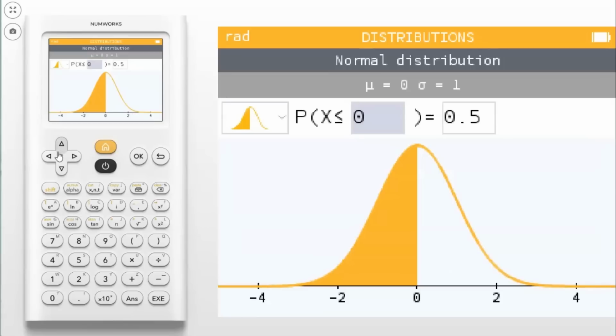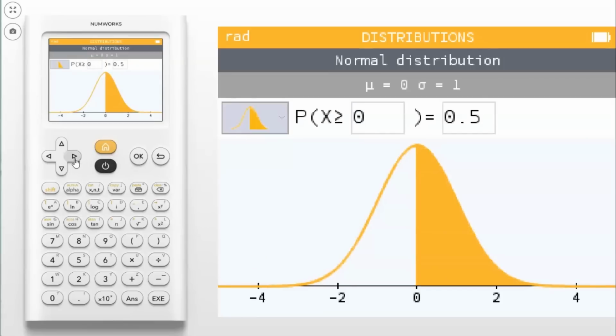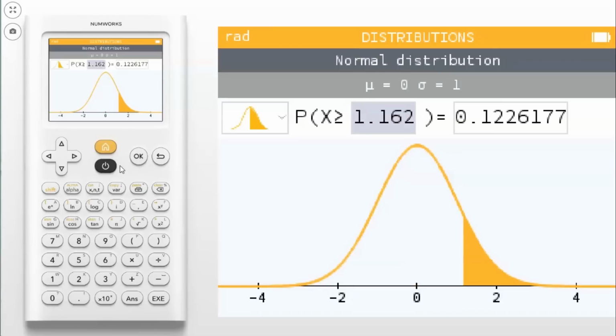And now I'm looking for greater than. So I'm going to select greater than. And I want to type in 1.162 and hit OK. And there I go. So the probability that we have a z-score greater than 1.162 is about 12.3%.